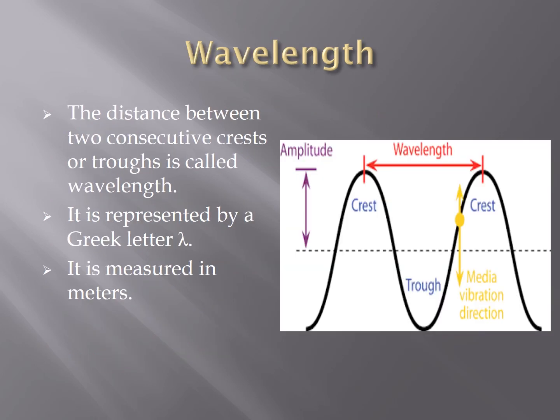Now I am going to discuss a very important property of a wave, that is wavelength. It is basically the distance between two consecutive crests or troughs. It is represented by the Greek letter lambda. It is measured in meters. As you can see in the figure, the distance between two consecutive crests is represented by a red line, and it is denoted as the wavelength.